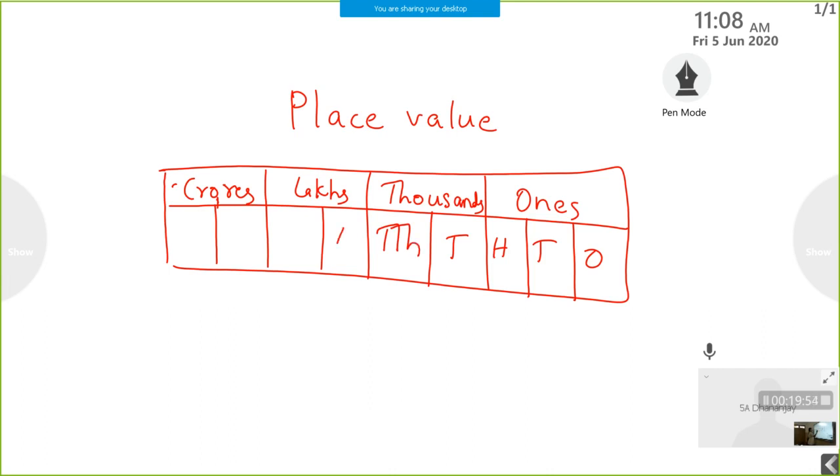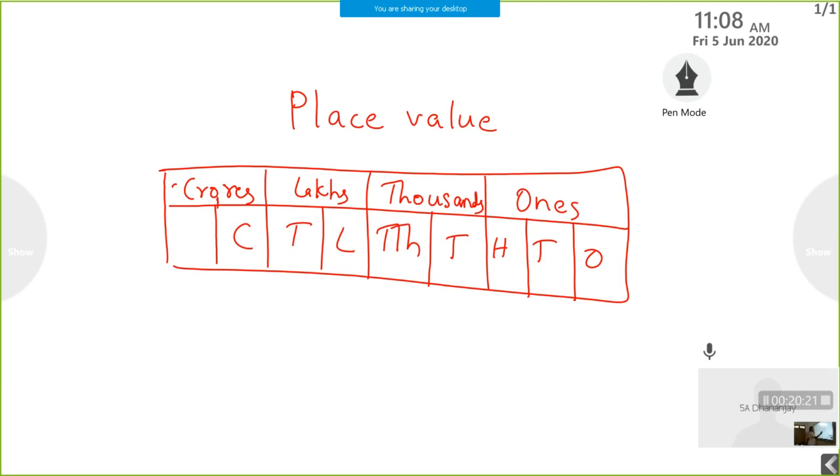Ten thousands, lakh, 10 lakhs and crore. So, the Indian place value system is divided into periods, and each period is divided into places, so that if a number is given, each digit will fall in one of these places. These places themselves have values.